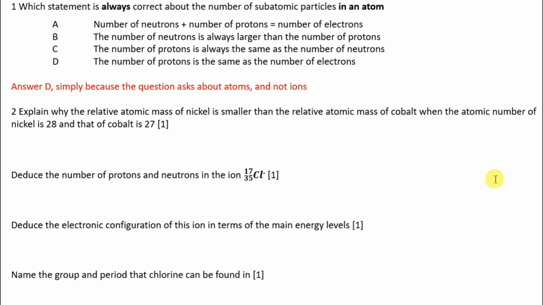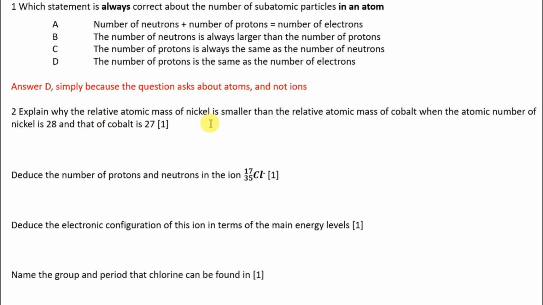For the other options, for A, number of neutrons plus the number of protons would actually give us the mass number, not the number of electrons. B, number of neutrons is always larger than the number of protons, and C, the number of protons is always the same as the number of neutrons. Neither is correct. Both are correct sometimes, but not always.